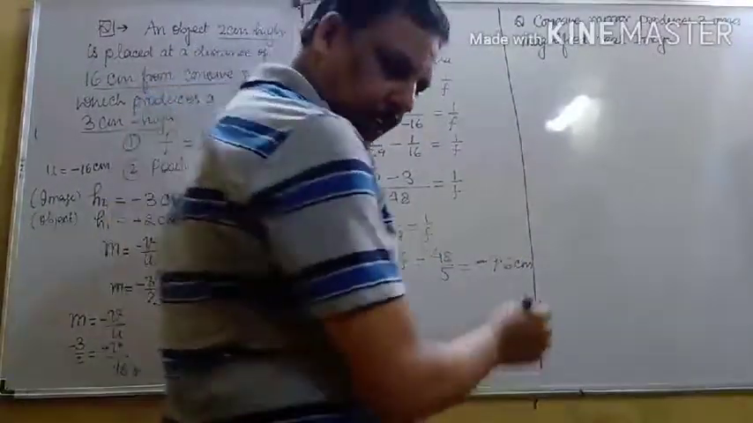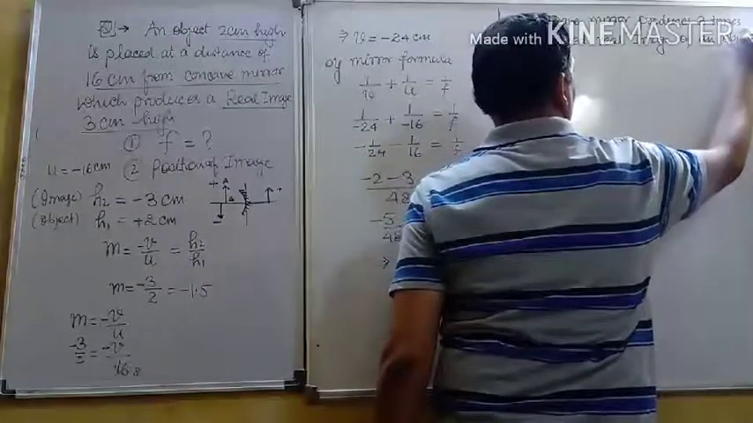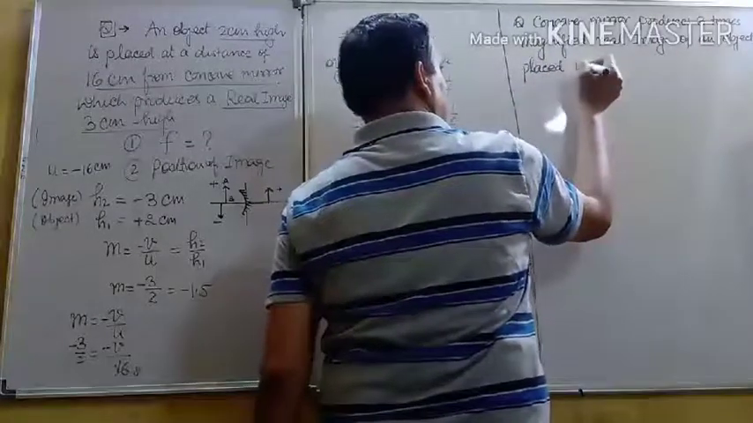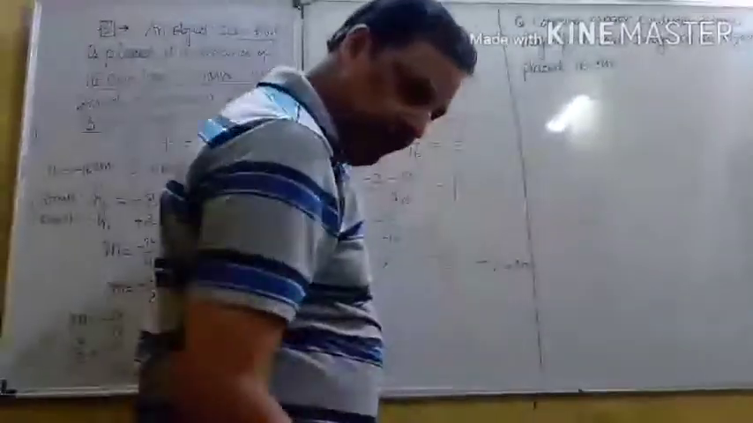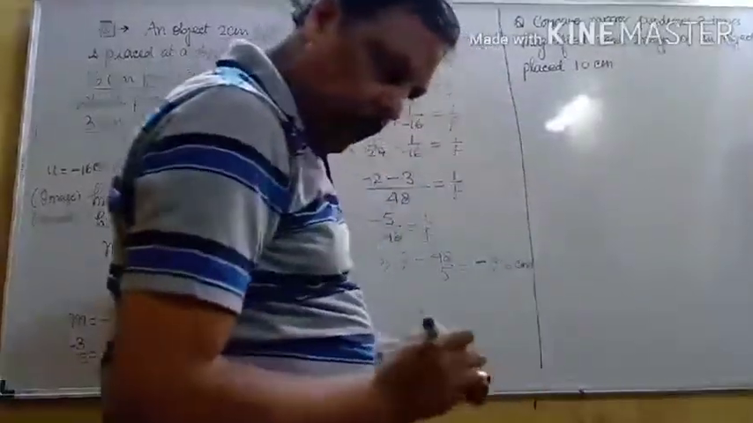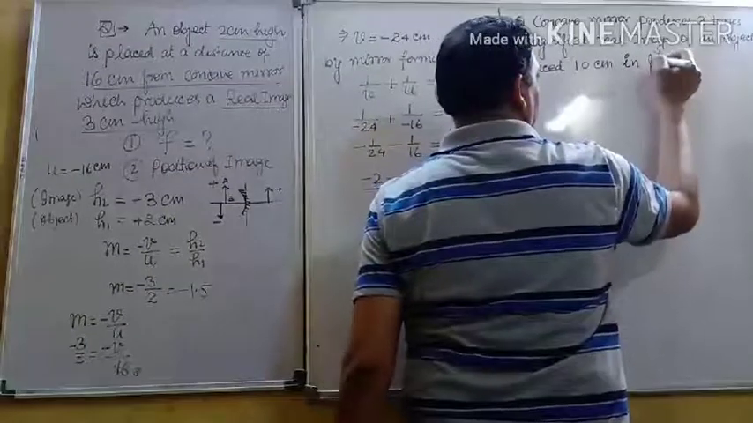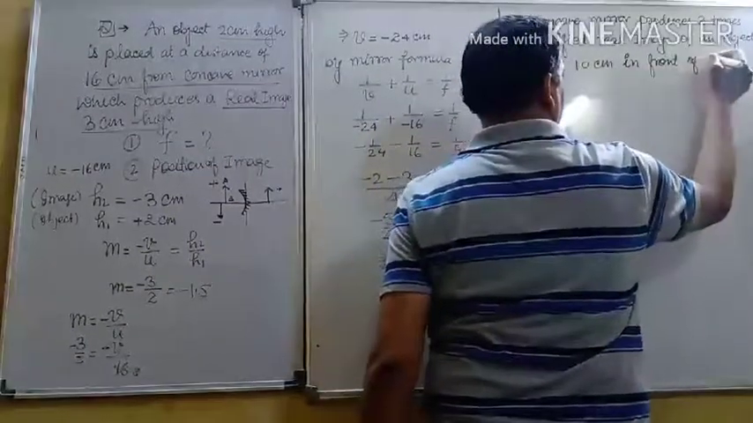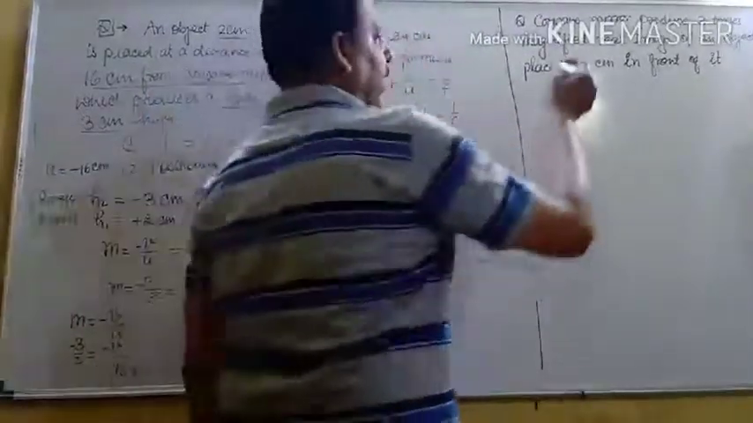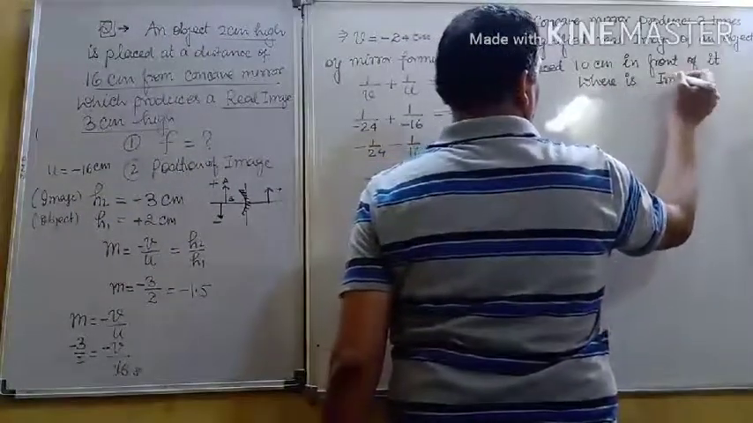Image of an object placed 10 centimeter in front of it. This is the question. Where is the image located?